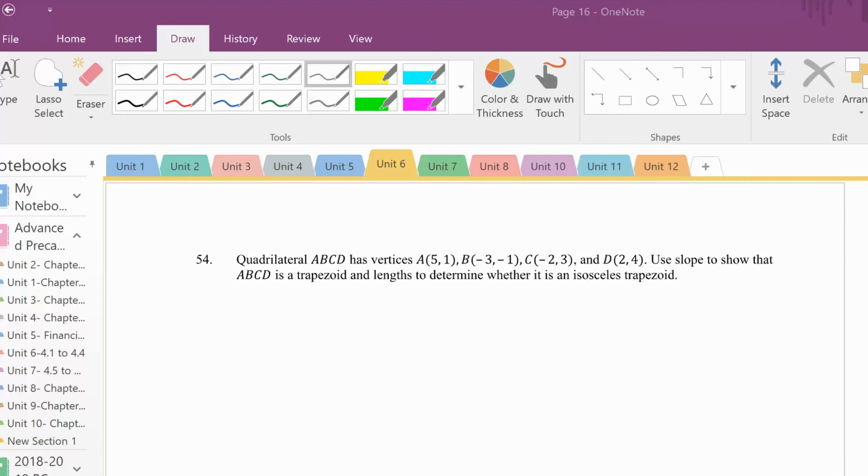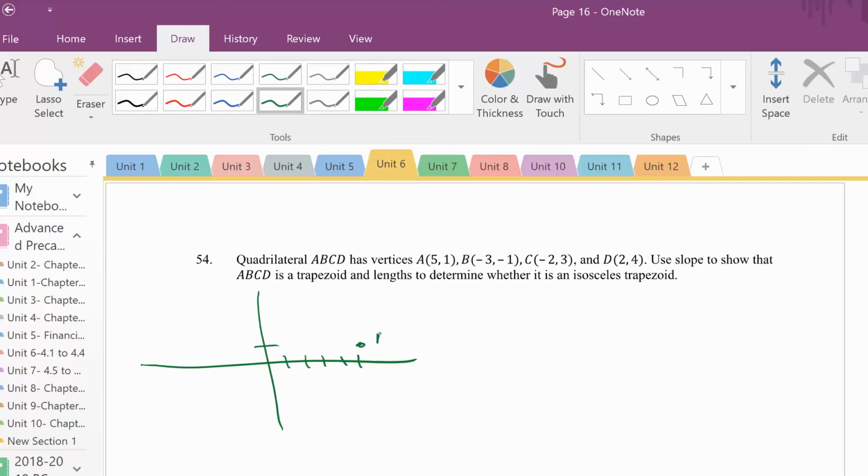All right, the next question says quadrilateral ABCD has vertices A(5, 1). So it gives you all the vertices. Use slope to show that ABCD is a trapezoid and lengths to determine whether it's isosceles. So let's draw it out first.